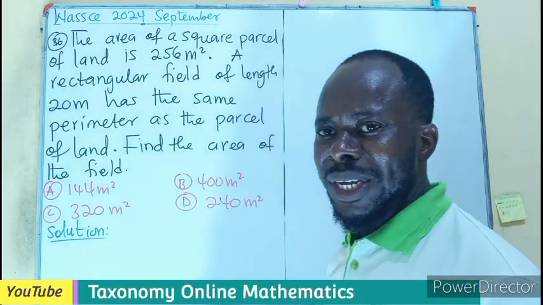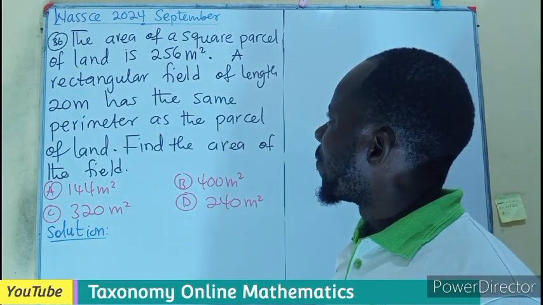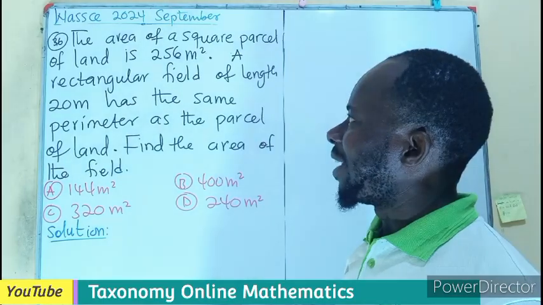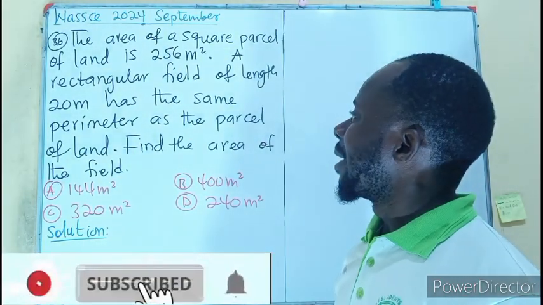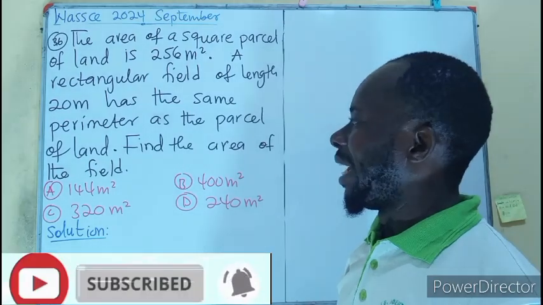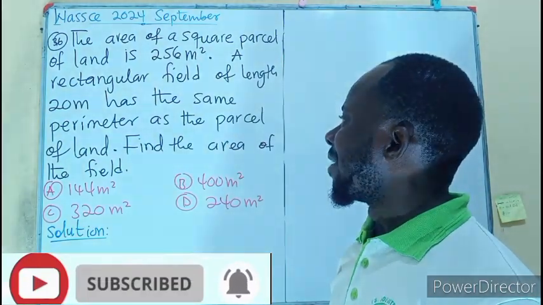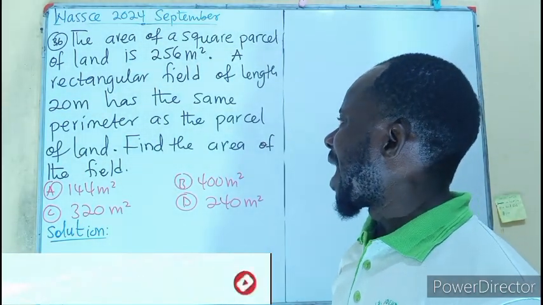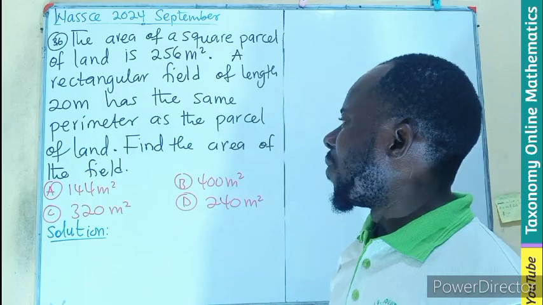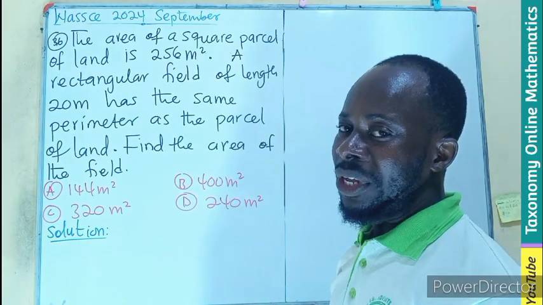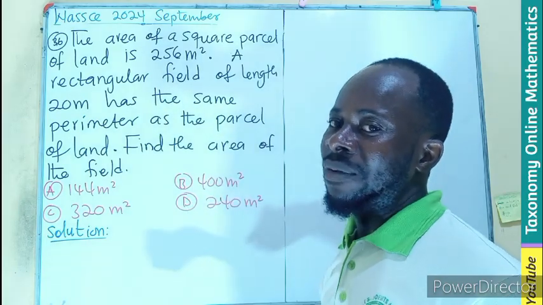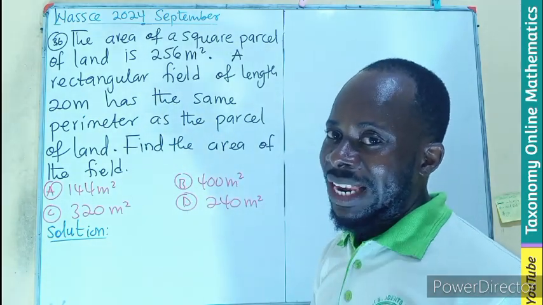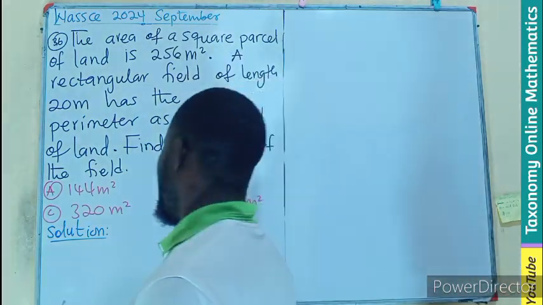Let's look at this question. The area of a square parcel of land is 256 meters square. A rectangular field of length 20 meters has the same perimeter as the parcel of land. We have to find the area of the field, meaning we need to know the width of the rectangular field before we can find the area. So let's pick it from there.